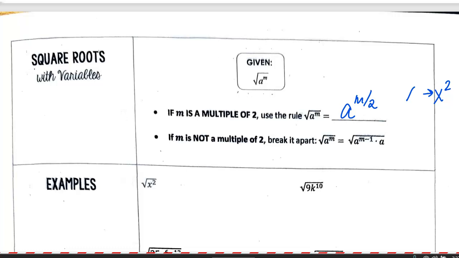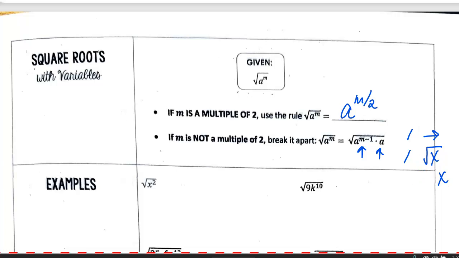But what if it's not divisible by 2? So if m is not a multiple of 2, then we're going to break it apart. So we're just going to make one power that is divisible by 2 and then 1 on its own. So this would be like the square root of x to the fifth. We want to break this apart to be x to the fourth. So that's what that m minus 1 means. Just go down one power, and then we're going to multiply this times x, because we know from exponent rules that 4 plus 1 is 5. And so this is the same thing. We just broke it down. And so this would be x squared times the square root of x.